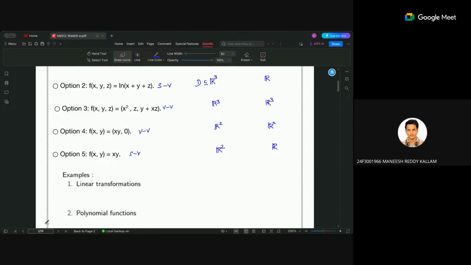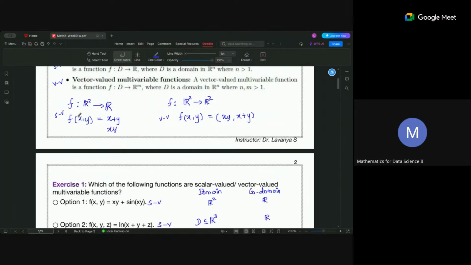Ma'am, exactly what do we need to check for scalars? See, we are checking whether the function has a range in scalar values or in vector values, so where it is mapped to. For example, let us take this example here. Whatever values you take from R2, it is mapped to some scalar values. But here they are mapped to some vector values.